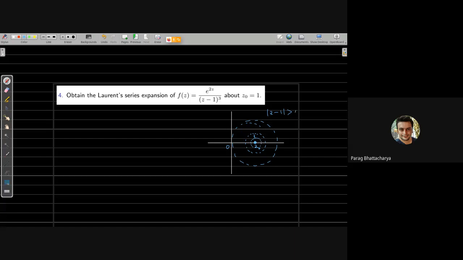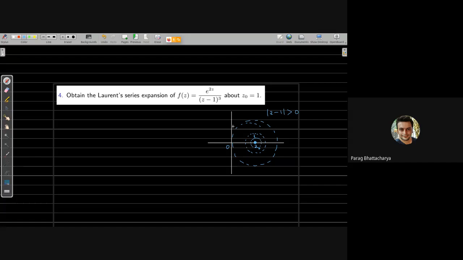Because if z minus 1 is equal to 0, that means we are talking about z equals z naught, that's the point, right? There cannot be any equality sign. It's just greater. So any radius which is greater than 0, we are just interested in that. Okay, is that clear?